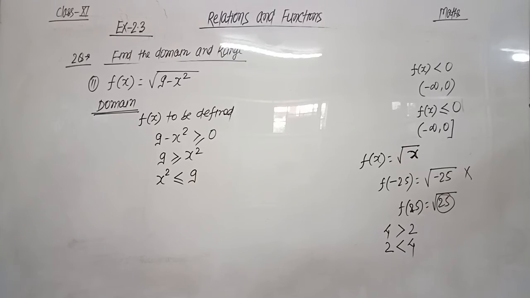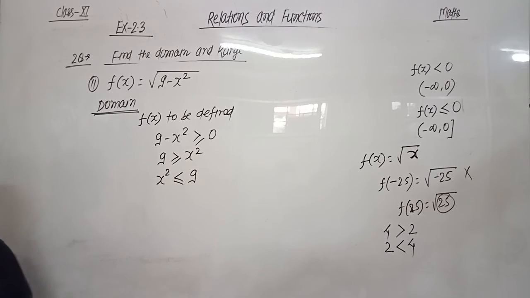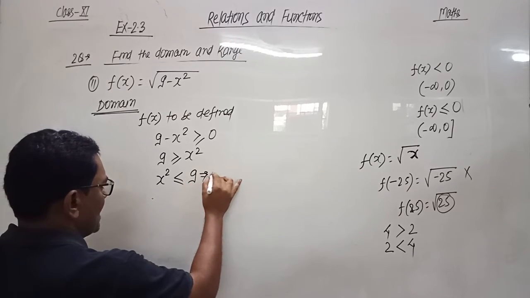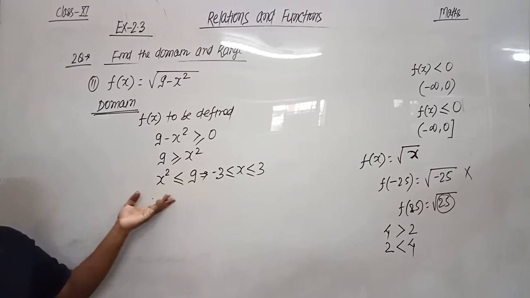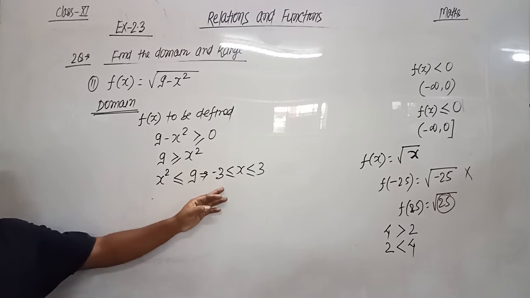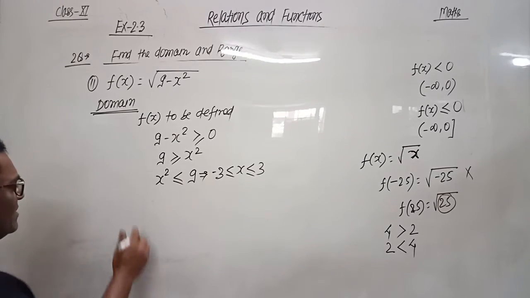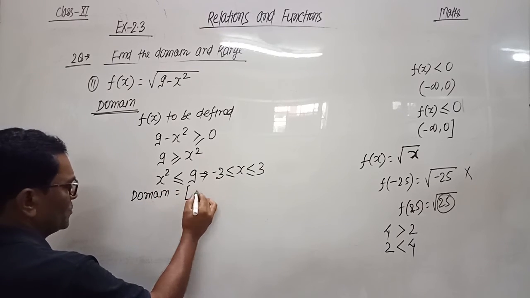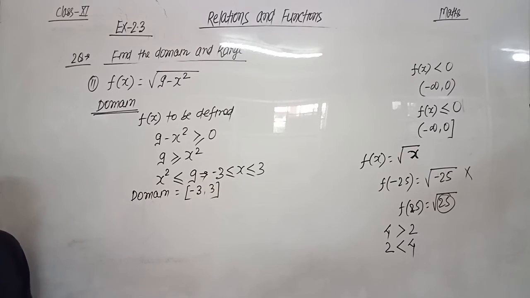If x square is less than or equal to 9, it means the value of x lies between minus 3 and 3. So this implies minus 3 is less than or equal to x is less than or equal to 3. Since there is an equal to, we put closed brackets. The domain is from minus 3 to 3.